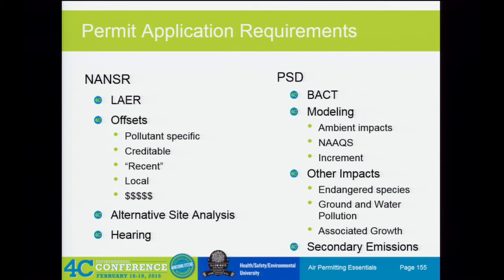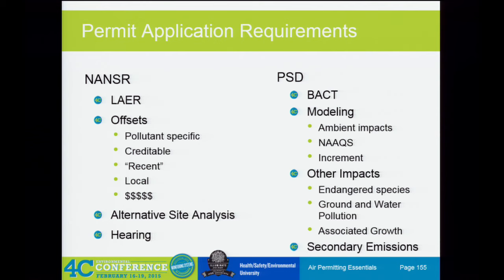PSD permitting, you have to do modeling. So you'll model for ambient air impacts. You'll model against the National Ambient Air Quality Standards, and you can do an incremental modeling analysis. Other impacts, you have to look at endangered species, ground and water pollution, and associated growth.